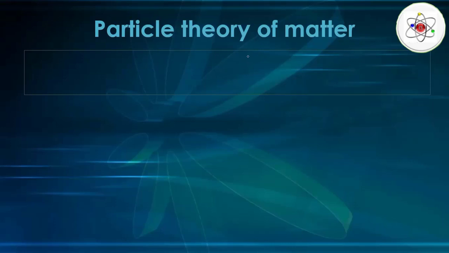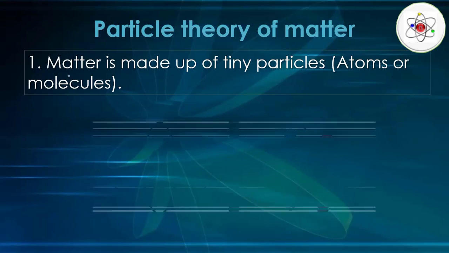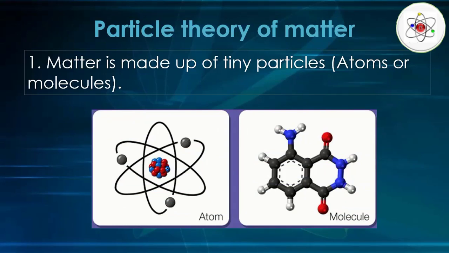So coming to the postulates of particle theory, the first postulate is that matter is made up of tiny particles, atoms or molecules, which we discussed earlier, right? You can look at the diagram. This is a single atom in which protons and neutrons can be seen inside the nucleus as subatomic particles, whereas the third subatomic particle, electrons, revolve around the nucleus in orbits or shells, right?